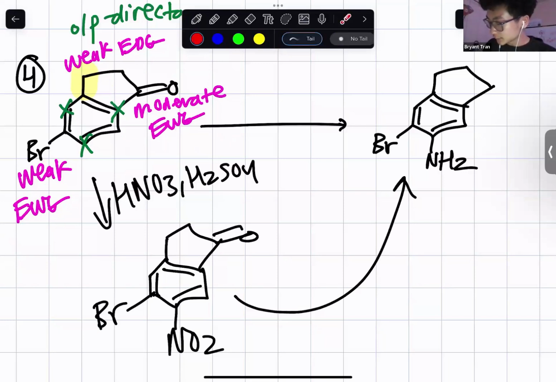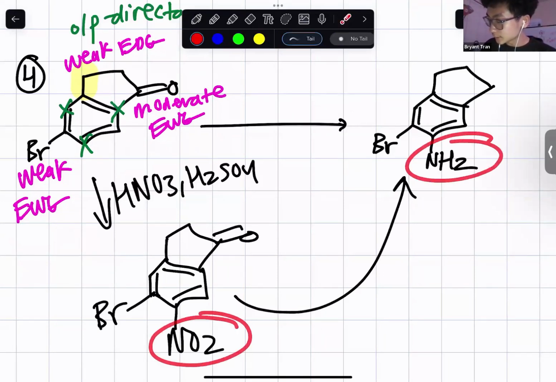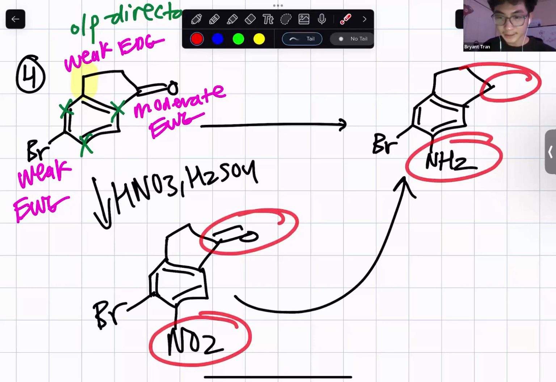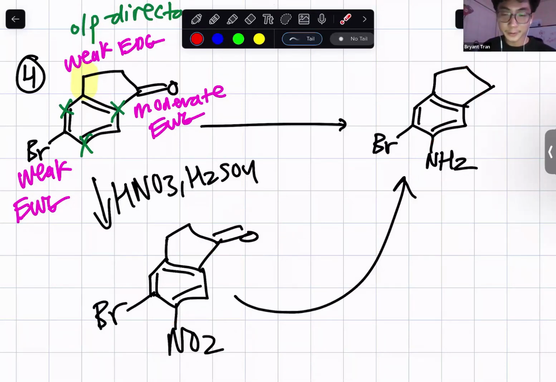What can we do to reduce the NO2 to NH2 and reduce the carbonyl to the alkyl group here? There's 3 reducing agents you could use in this last step. H2, Pd/C, correct.